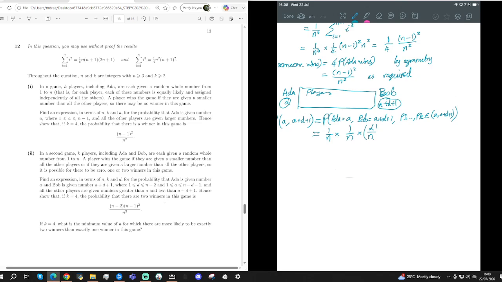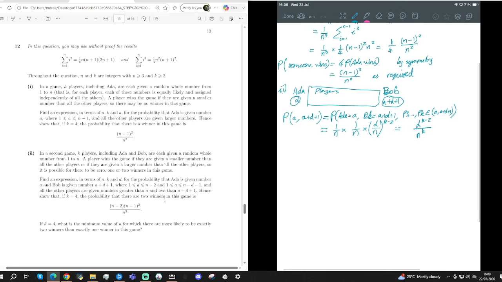So there are D choices for all the other players out of n. And how many other players are there? There are K players, but we've already dealt with Bob and Ada. Do I want to simplify that in any way before I continue? Yeah, we might as well. So this is D to the K minus 2 over n to the K. Okay. Hence, show that if K equals 4, the probability that there are 2 winners in this game is that.